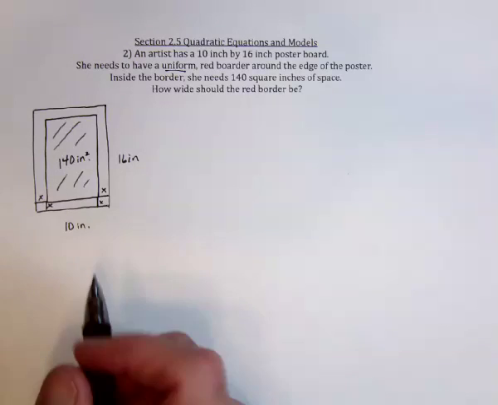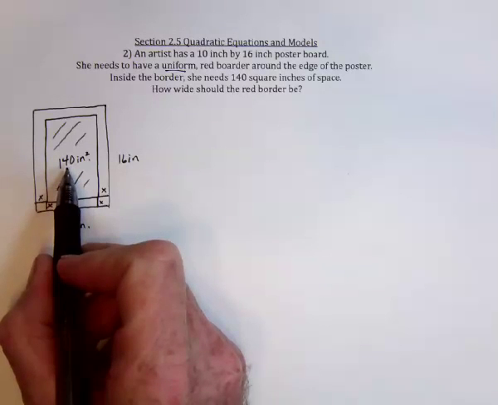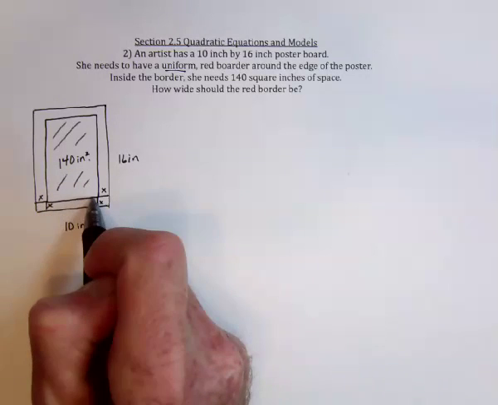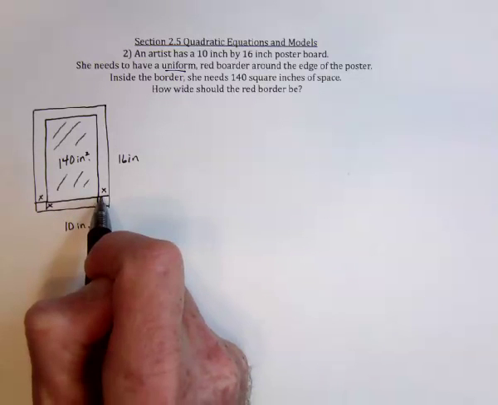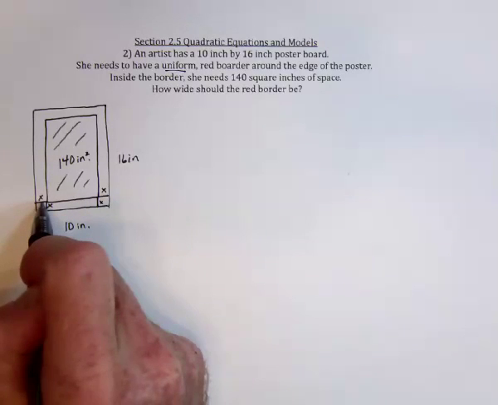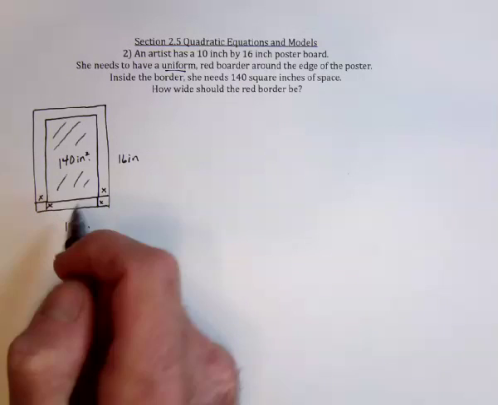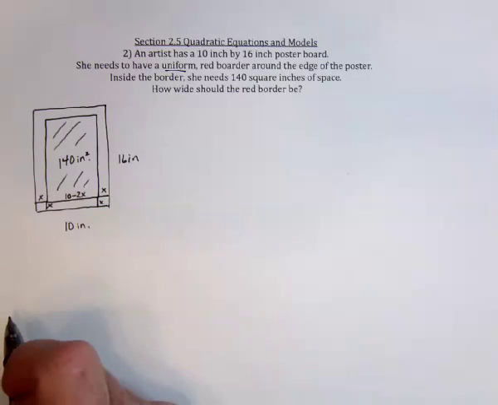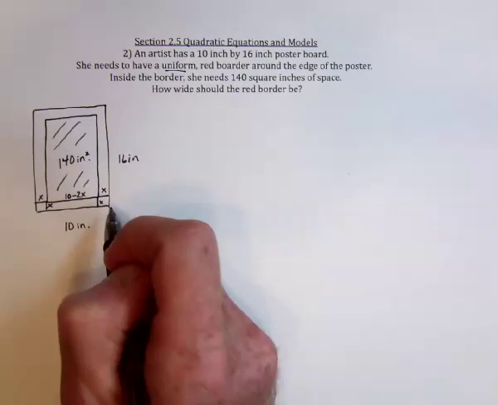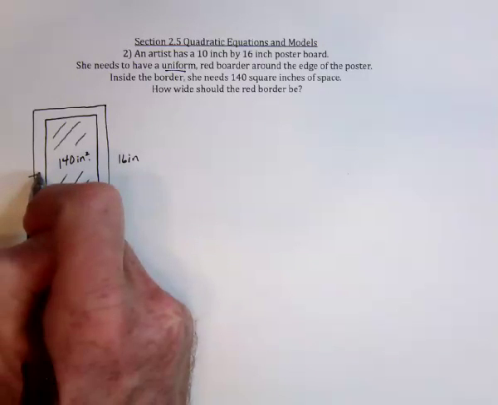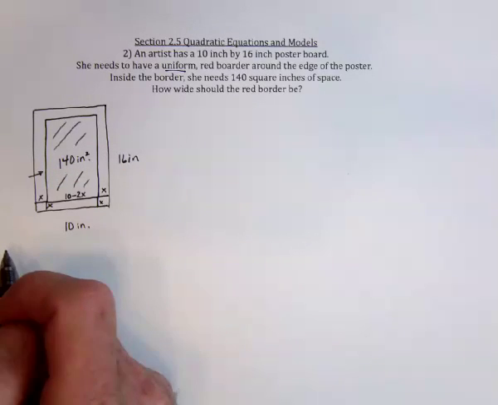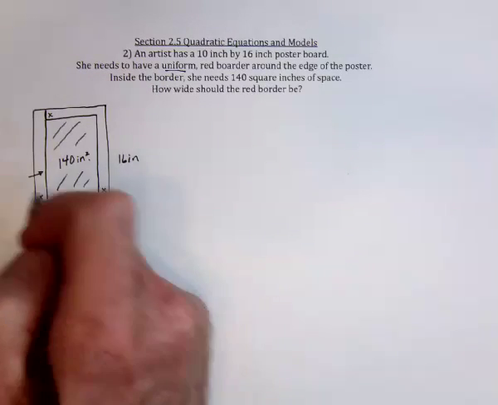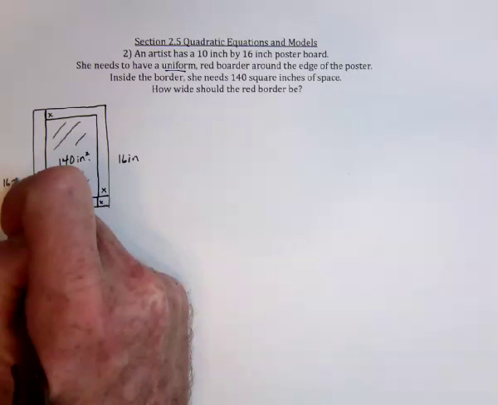Now we need to find a formula for the area of this inside part. I know that the result needs to be 140, but where does that come from? Well, this side down here used to be a length of 10, and then X of it and X of it was used for the red border. So this side is now a length of 10 minus 2x. Likewise, this side, which used to be 16, has lost x inches there and x inches at the bottom. So this is now 16 minus 2x.